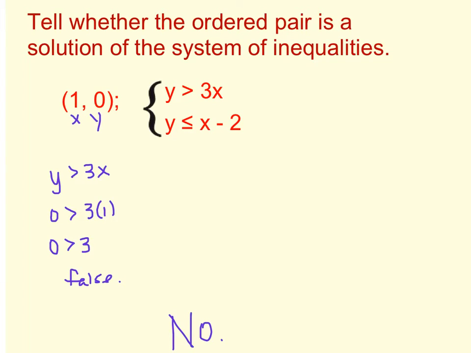Just to kind of go through the whole process, I'll go ahead and plug it in over here. Y is less than or equal to x minus 2. So you plug it into the other system also. 0 is less than or equal to 1 minus 2. 0 is less than or equal to negative 1. And that is false also. So in order for an ordered pair to be a solution, you would have to get a true statement and a true statement, and then you would say yes down here. So a solution to the system would be a point in that shaded region of the graphs we saw on the previous page.